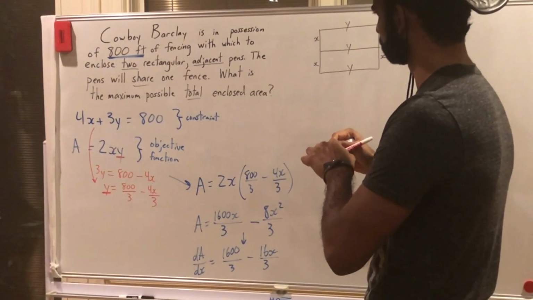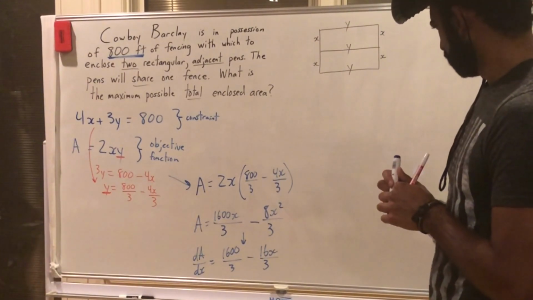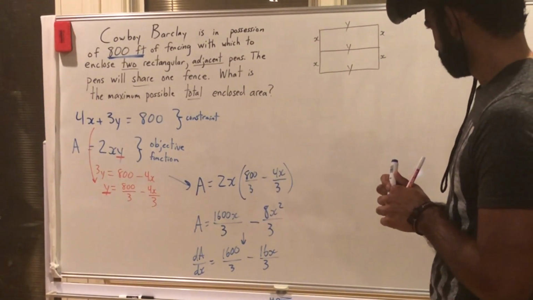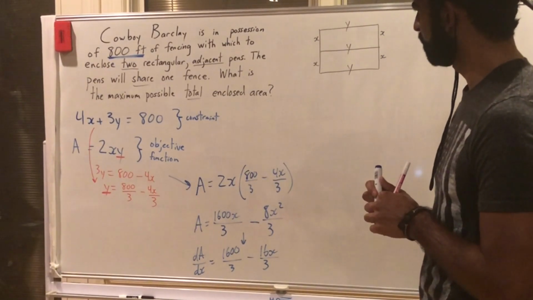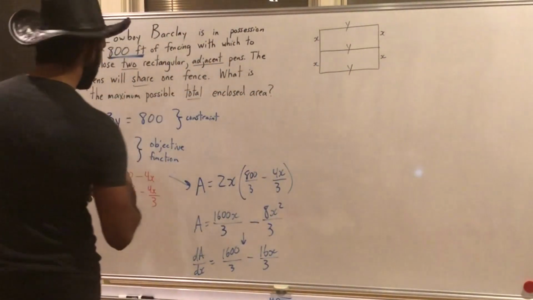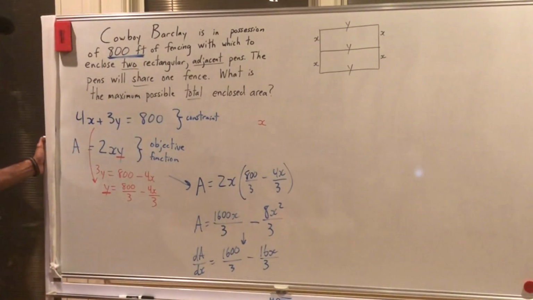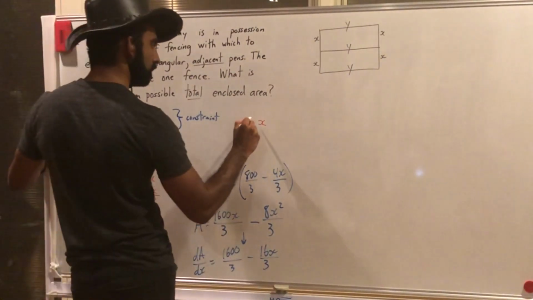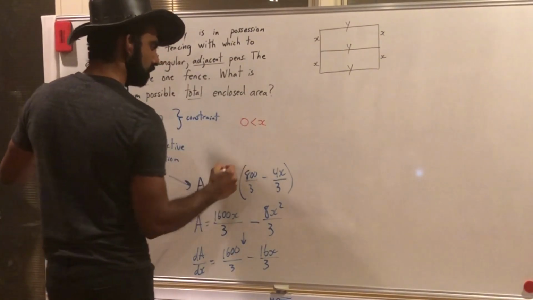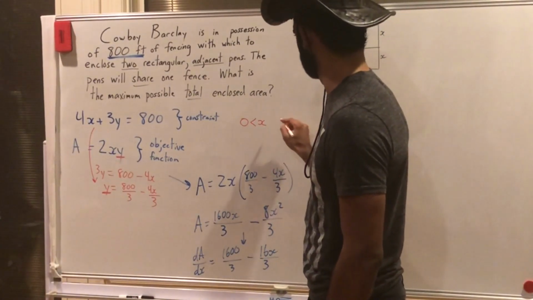Now then, let's see what we got here. Should we find critical numbers and set it to 0? We should. We can do that. Before that though, since we're dealing with x, let's set up an inequality for x. X has to be what kind of number since we're dealing with a physical, real-world problem? It has to be positive, less than 800 over 4, so less than 200. Yes.